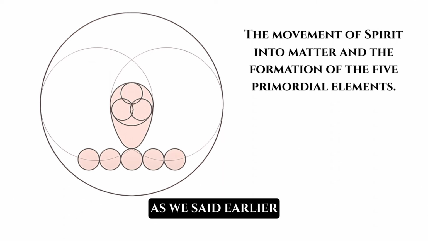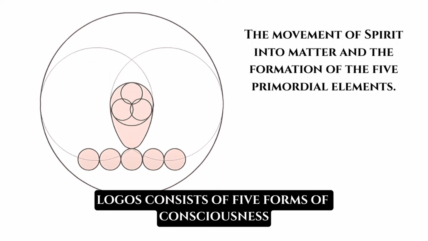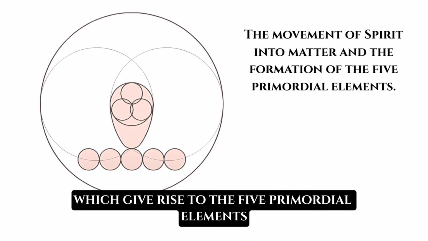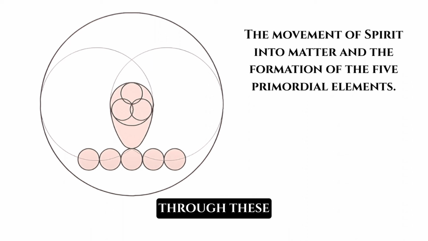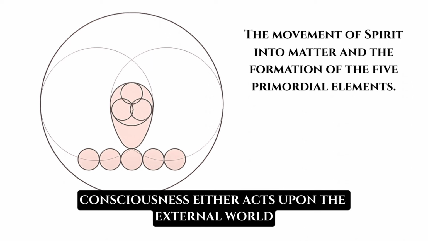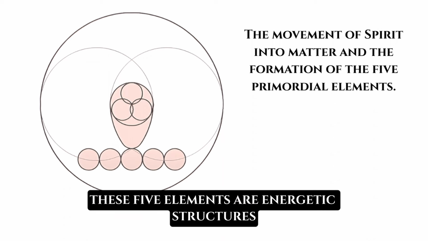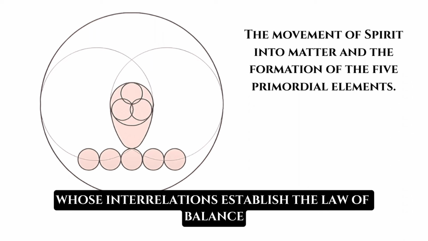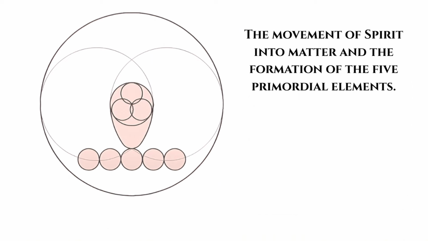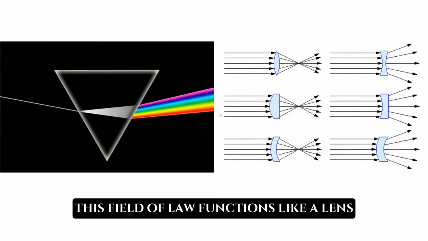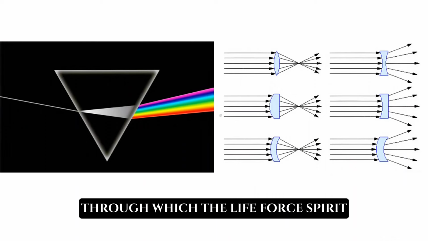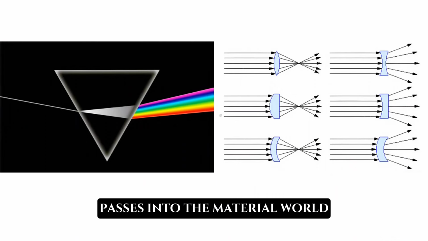As we said earlier, Logos consists of 5 forms of consciousness, which give rise to the 5 primordial elements. Through these, consciousness either acts upon the external world or receives knowledge from it. These 5 elements are energetic structures whose interrelations establish the law of balance or universal harmony. This field of law functions like a lens through which the life force, spirit, passes into the material world.